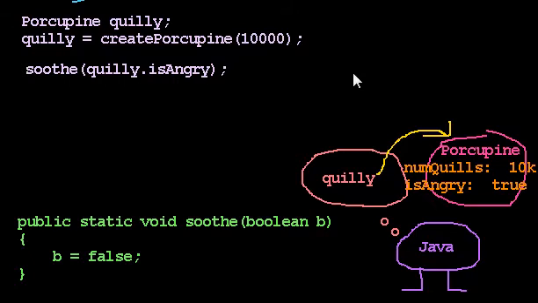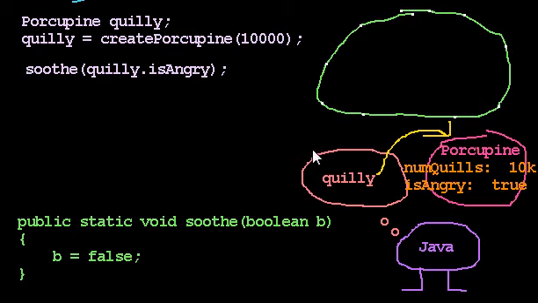When I call this method, into existence comes a new thought bubble. Going up to this thought bubble, this is the thought bubble from calling soothe. Before we call soothe, we find the value of Quilly.isAngry, which is true. We pass that true to soothe, so inside of soothe, the variable b will be associated with the value true.